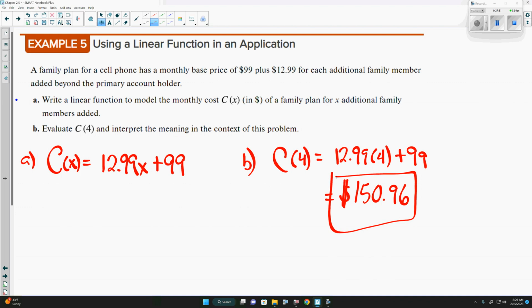Now, interpret the meaning in the context of this problem seems a little weird. All it's saying is that it's going to cost the family $150.96 a month to have 5 people on the plan. Because we have the original primary holder and 4 extra people. So for a 5-person plan, it's $150.96 a month. Any questions on this here? Are you ready for the next one?